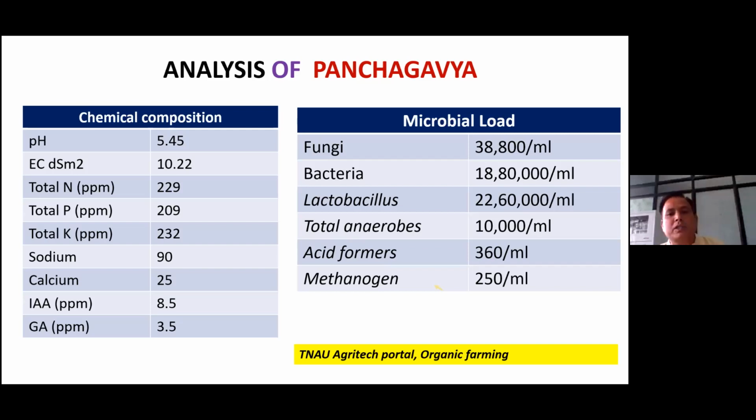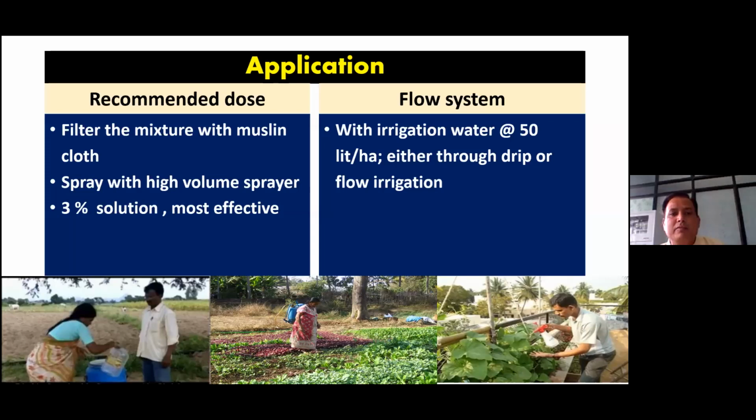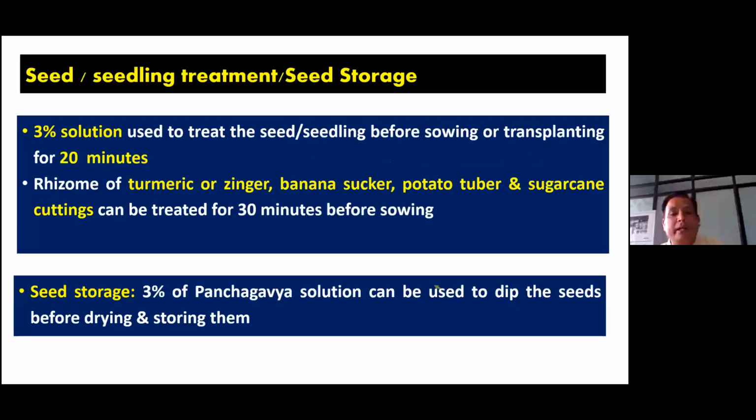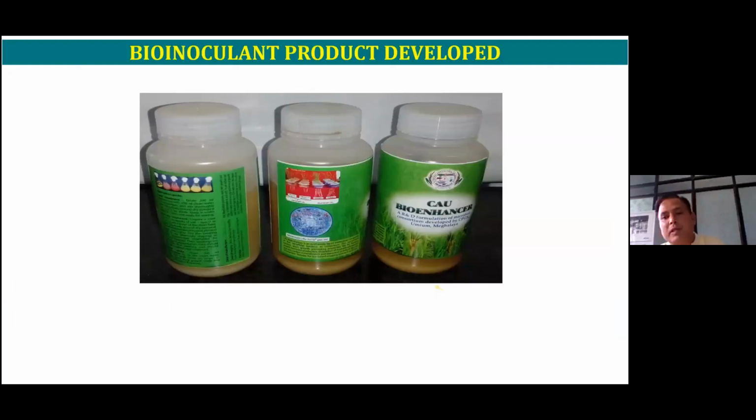We have to just filter this mixture. Then we can spray this solution with a high volume sprayer, and we have to prepare a 3% solution. Likewise, we can apply it with the irrigation water system. We can treat the seed, we can treat the rhizomes, and of course, we can use this material for seed storage purposes. Friends, we have also prepared some bioenhancers for different types of ecosystems, particularly the zoom areas.